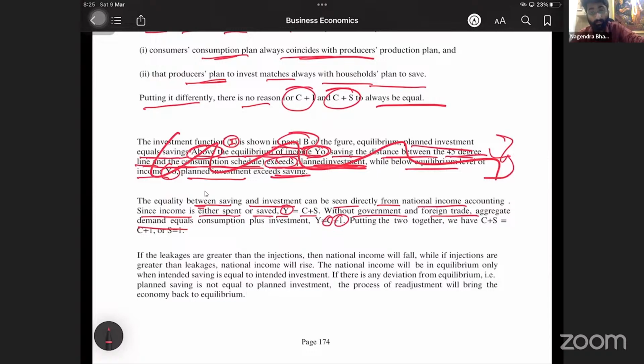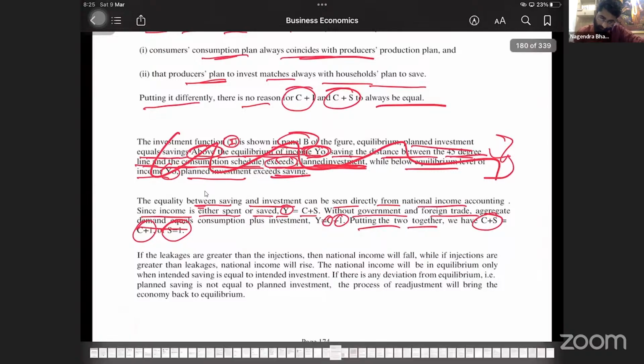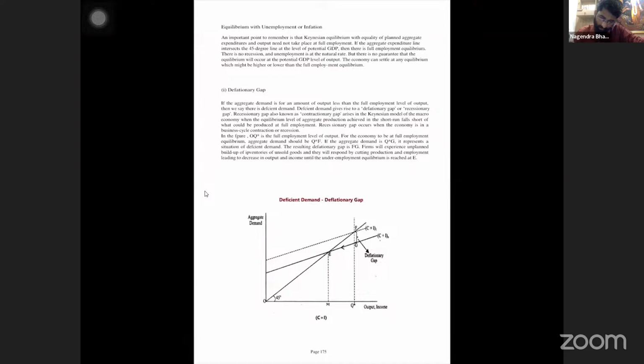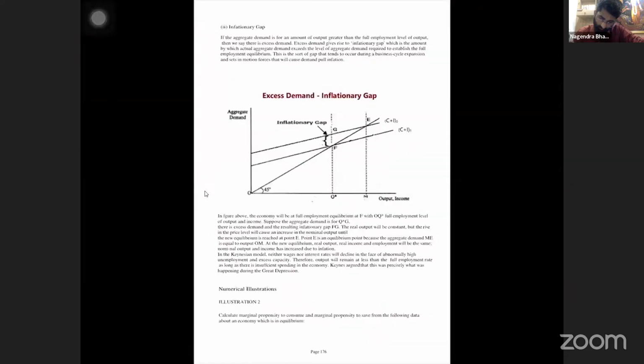If there is government, then tax is also there. Okay, we will discuss that. Putting the two together, we have C plus S is equal to C plus I, or S is equal to I. Okay, about leakages and injections, we will discuss in the next class.